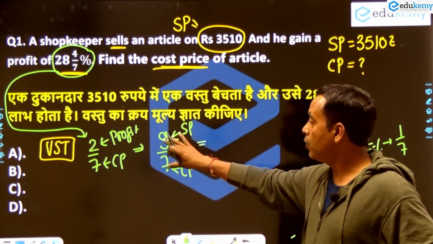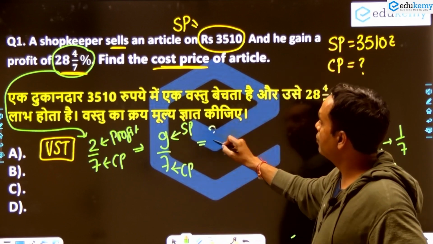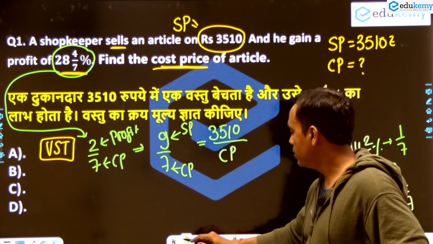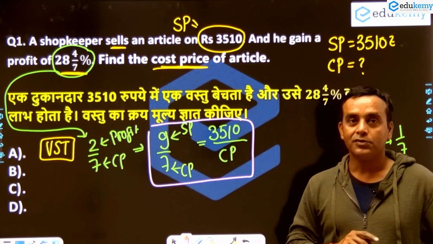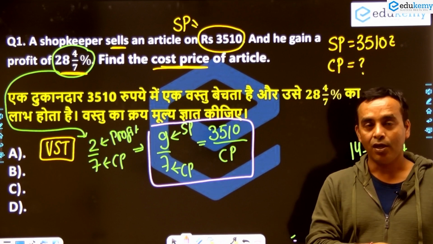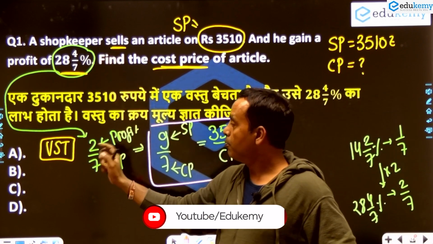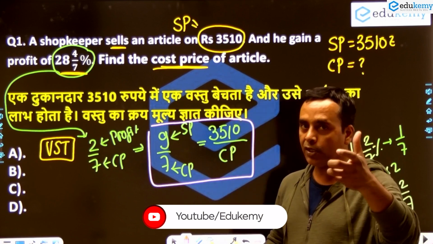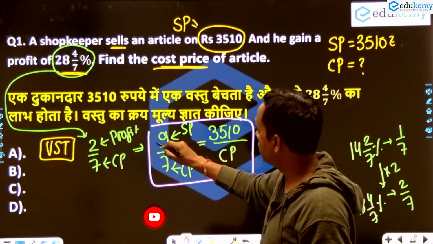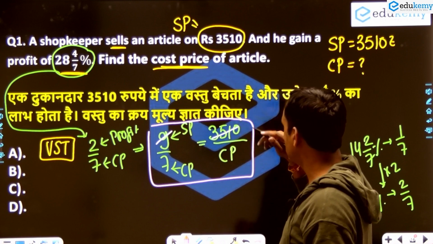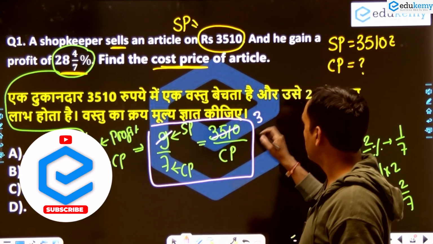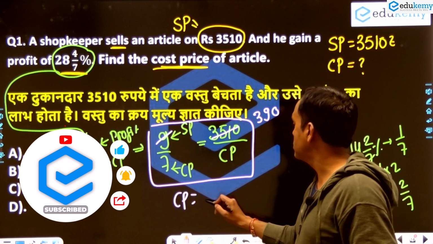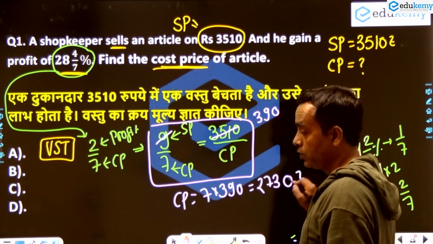Now equal them actual value 3510 and CP you want to find out. This is called fraction method. Are you getting or not? This is a very fantastic method. Always try to convert your profit percentage or loss percentage into SP CP if SP is given and you want to find out the CP. So 9 से इसको कैंसिल करो. 9 से 9 3 जा 27, 9 9 जा 81, 0. So what about the CP? CP equal to 7 into 390, 2730 rupees.